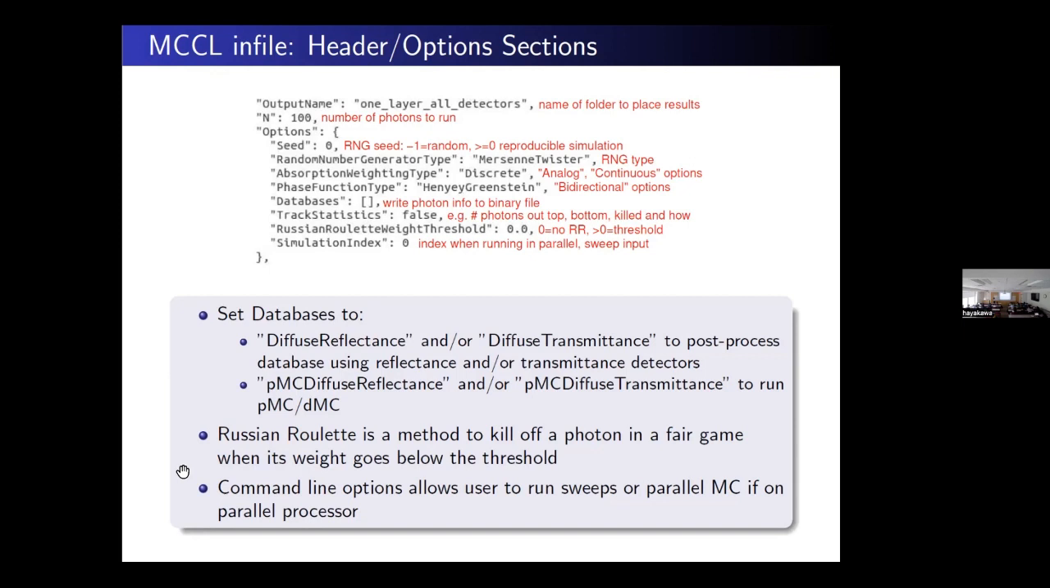We have a way to generate the databases. We have a diffuse reflectance and or diffuse transmittance. This is different than the PMC. Say you don't really know where you want to put your detectors yet. So let's just run a database, save everything coming out the top, and then I can post-process that database, moving my detector sizes and locations around and play around with it without running another simulation. And you can also do pencil-beam reflectance and transmittance. You can turn on Russian roulette, and this defines the threshold.